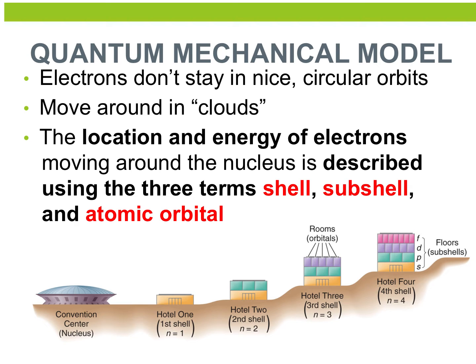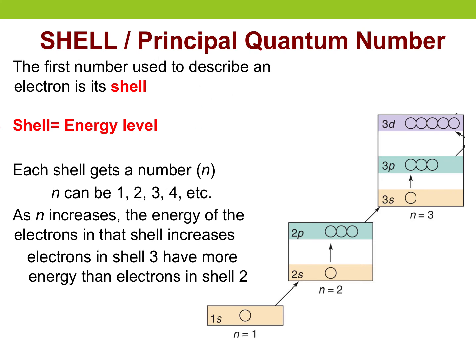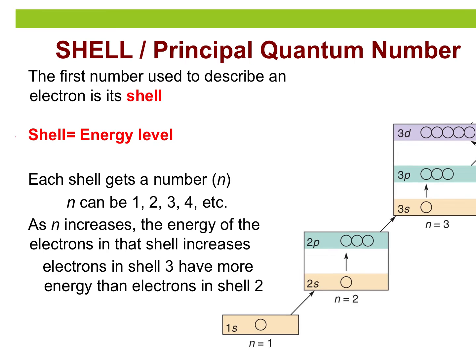We use 3 different terms to describe the location and energy of electrons. So in your notes, I want you to write down these 3 terms. We use something called the shell, the subshell, and the atomic orbital. These 3 terms tell us the location and the energy of electrons. Now we're going to look at each of those 3 terms.